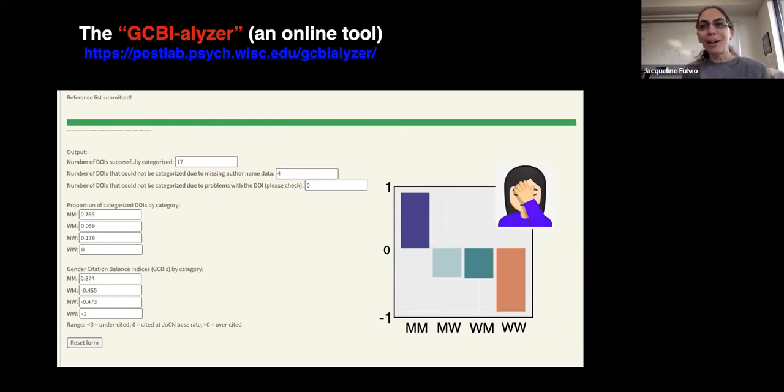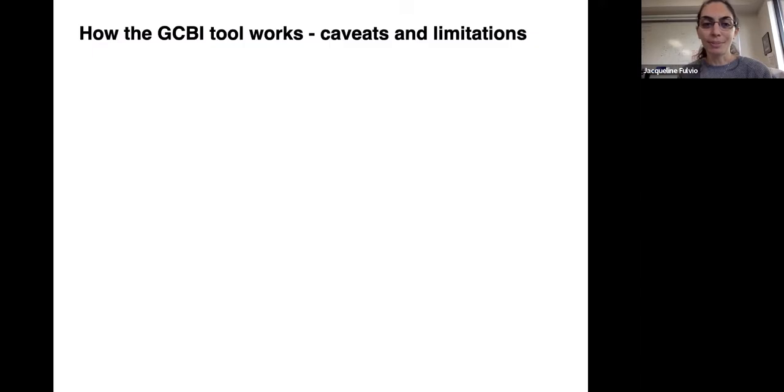But the facepalm here is partly in jest, because our goal really is not to shame or blame authors. We just want to put it out there to bring awareness to these imbalances in our citation rates. And actually, that brings me to some important caveats and limitations with regard to this work, both in terms of the pipelines and in the analyses and the web tool.